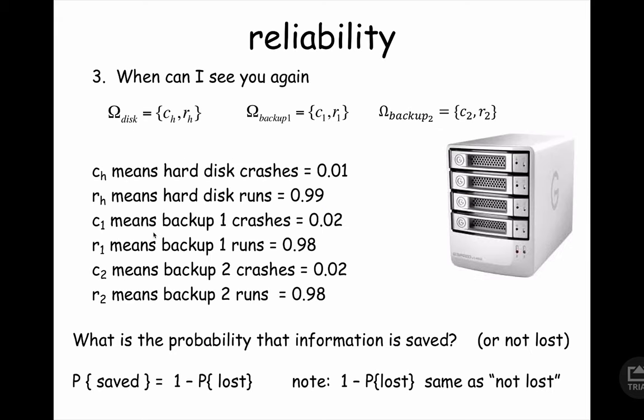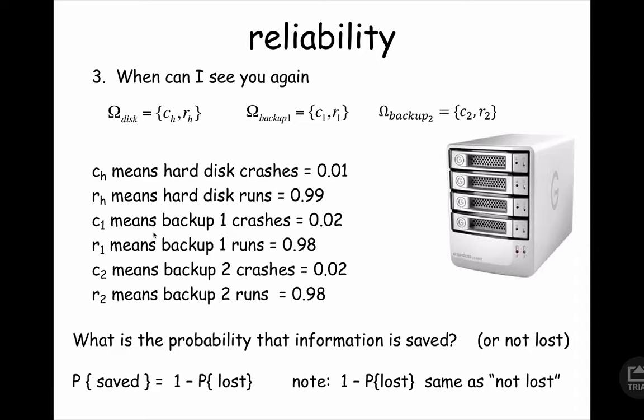Okay, so where we left off, we talked about reliability. And we developed the sample spaces for each of them to clean up the expressions a little bit. We had the sample space for the disk, which included two events, the crash event and the run event for the hard drive, C sub H and R sub H. We had the first backup and the second backup, for each of which we described the crash event, C1 and R1, and the run event. And likewise, for the second backup, we defined the sample space omega, consisting of the crash event and the run event.